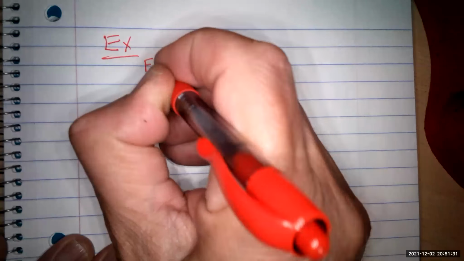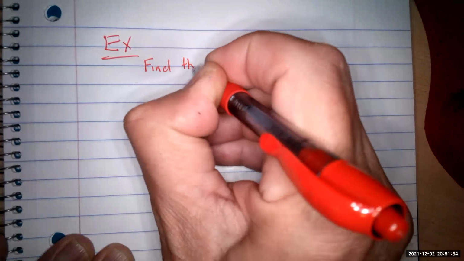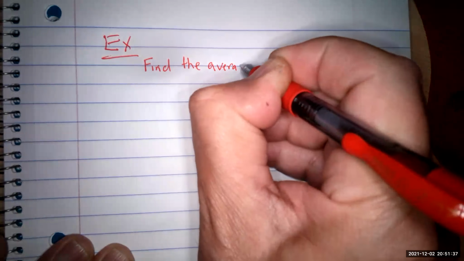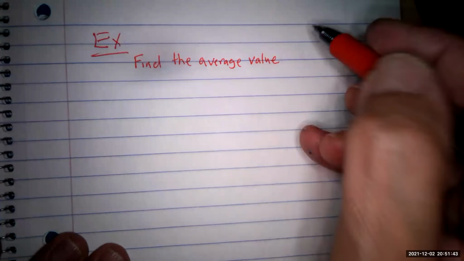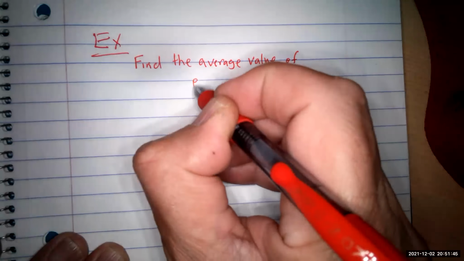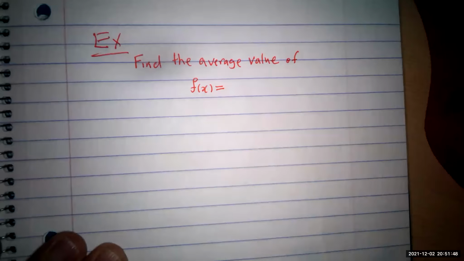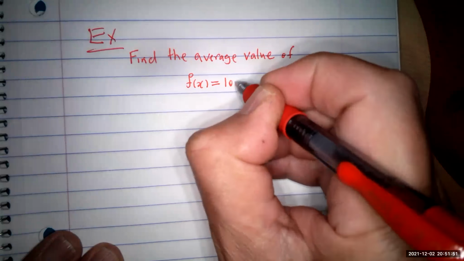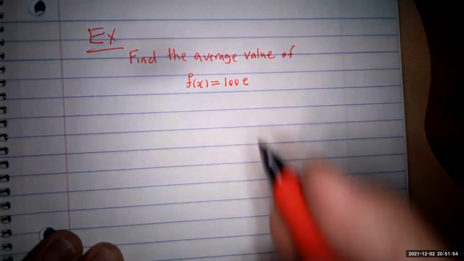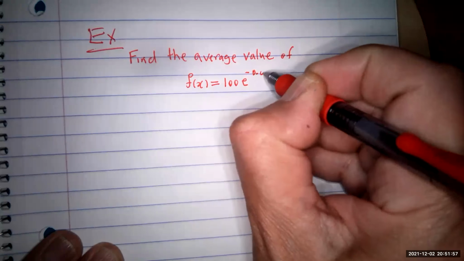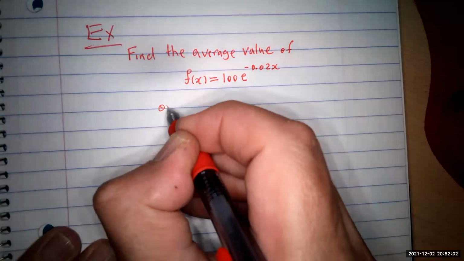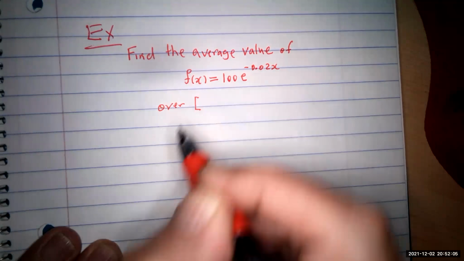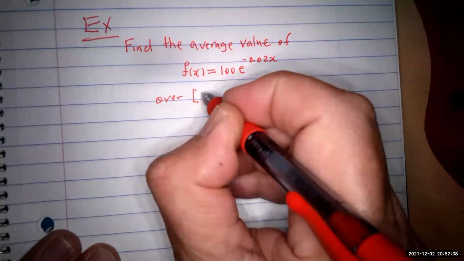You see, look at this one. You want to find the average value of this function. Find the average value of this function. The function is f of x equal to 100 e to the negative 0.02x over the interval of something like 10 and 50.